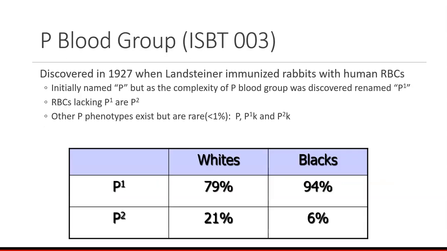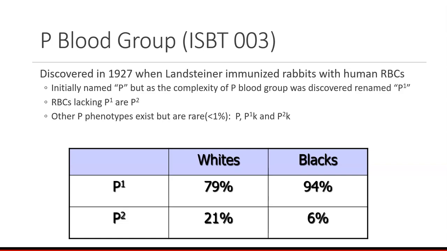The P blood group system was discovered in 1927 when Landsteiner immunized rabbits with human red cells. Initially, it was just named P, but as the complexity of the P blood group system was discovered, it was renamed P1. Red cells lacking P1 are P2. There are other P phenotypes that exist, but they're very rare, less than 1%, and there are P, P1K, and P2K. Again, as an MLT, you don't need to know anything additionally about those phenotypes.